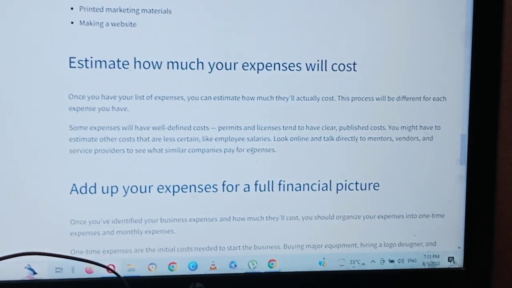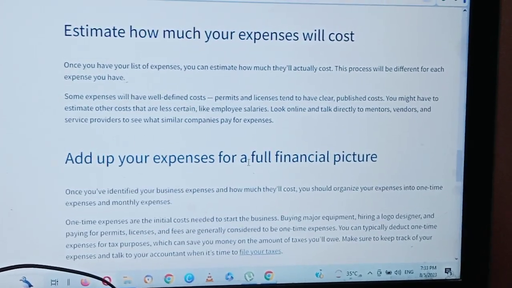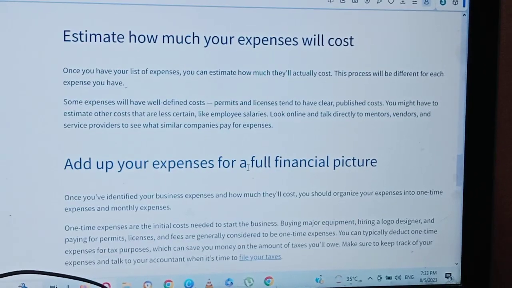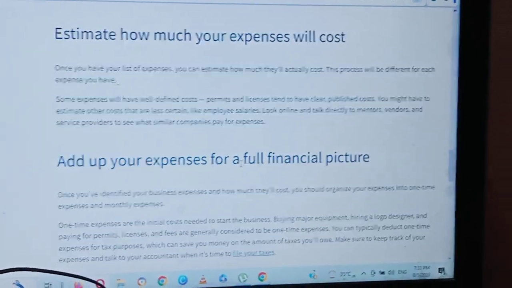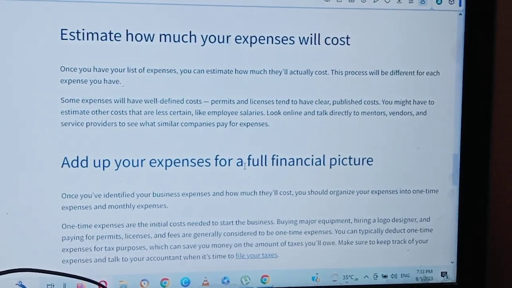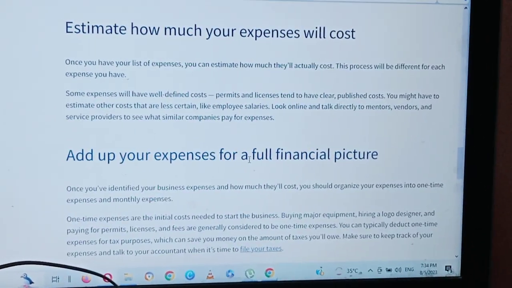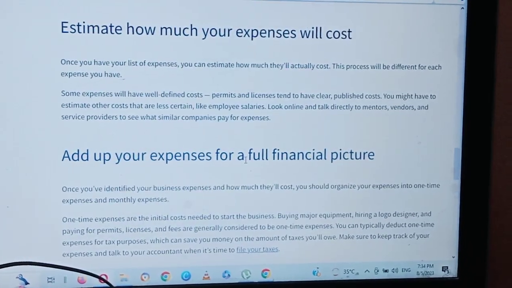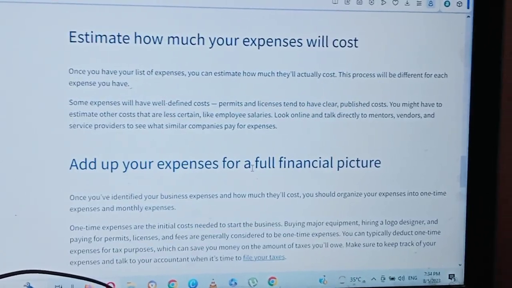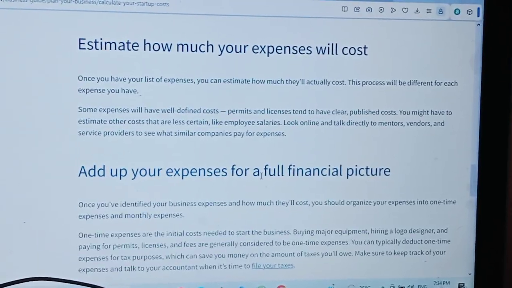Estimate how much your expenses will cost. Once you have your list of expenses, you can estimate how much they will actually cost. This process will be different for each expense you have. Some expenses will have well-defined costs. Permits and licenses tend to have clear published costs. You might have to estimate other costs that are less certain, like employee salaries. Look online and talk directly to mentors, vendors, and service providers to see what similar companies pay for expenses.